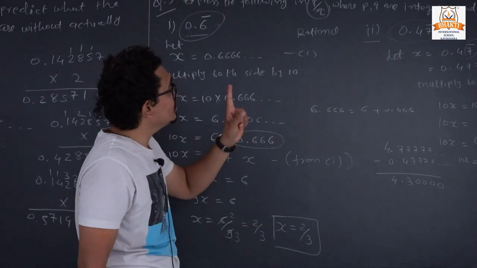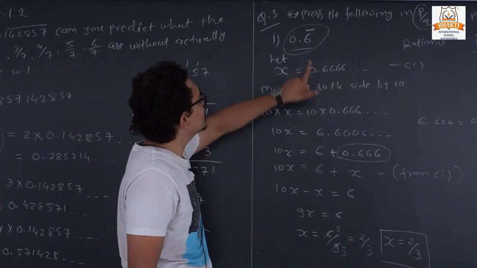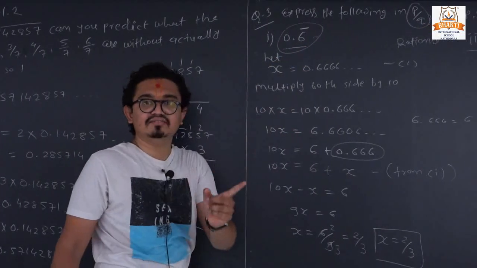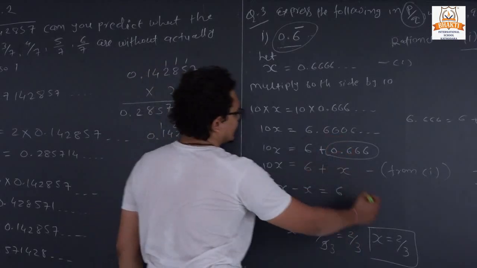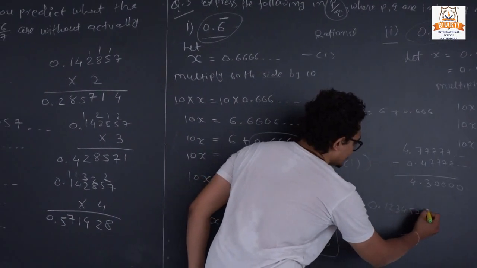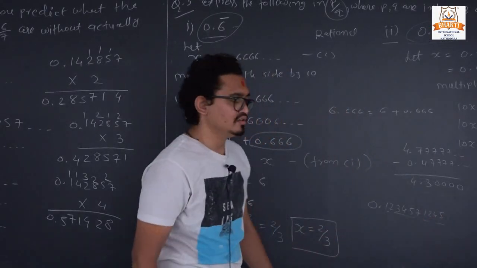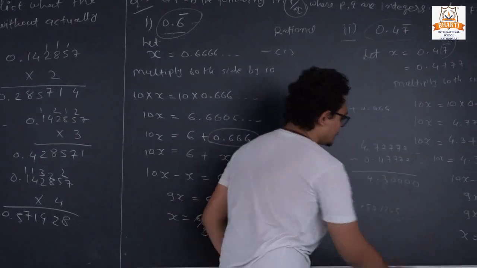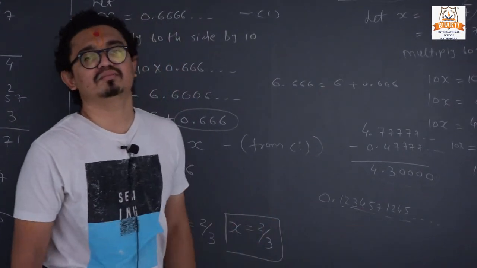So for that you must remember one thing. If digits are repeated, then we can convert it into a rational number. But if the digits are like 0.12345, here the digits are not repeated and it continues. So we cannot convert that form into the rational number form.